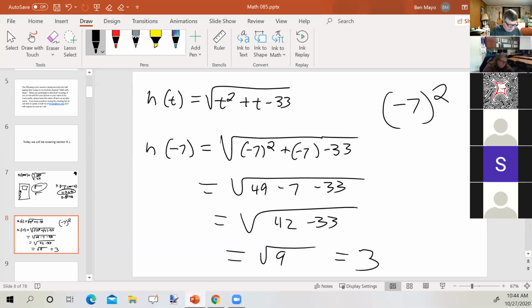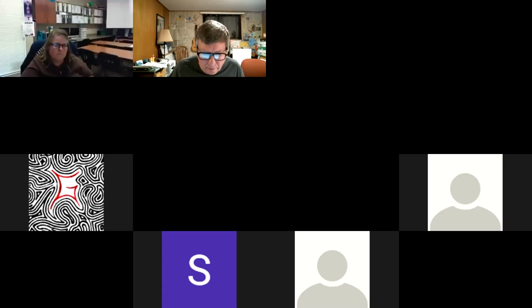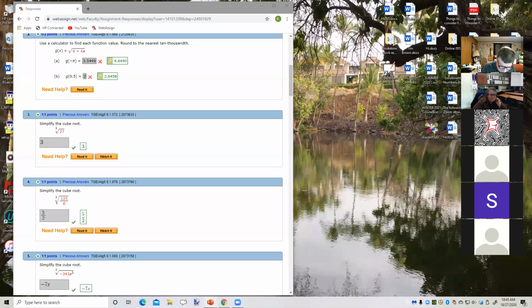Any questions about that? All righty, we're going to go to another set of problems. And 9.1 part 2, number 2. Okay. And so now we'll take a look at this particular problem. It says use a calculator to find each value, round to the nearest 10,000th. So I've got g of x equals the square root of 9 minus 4x. Then I'm to find g of negative pi and g of 0.5.